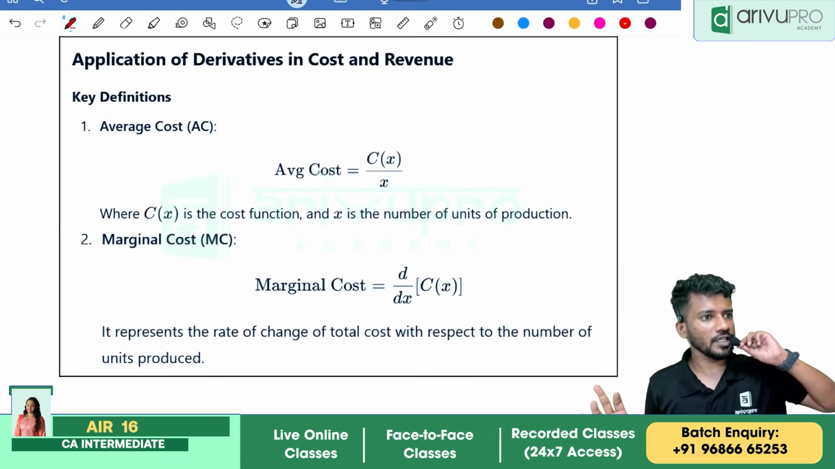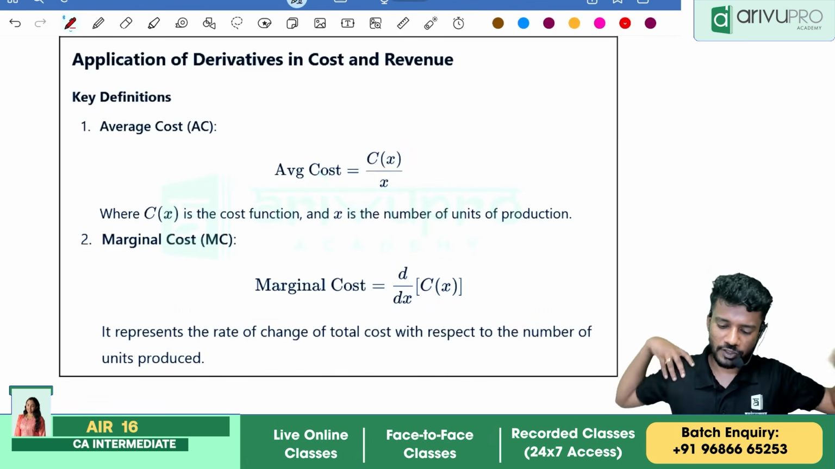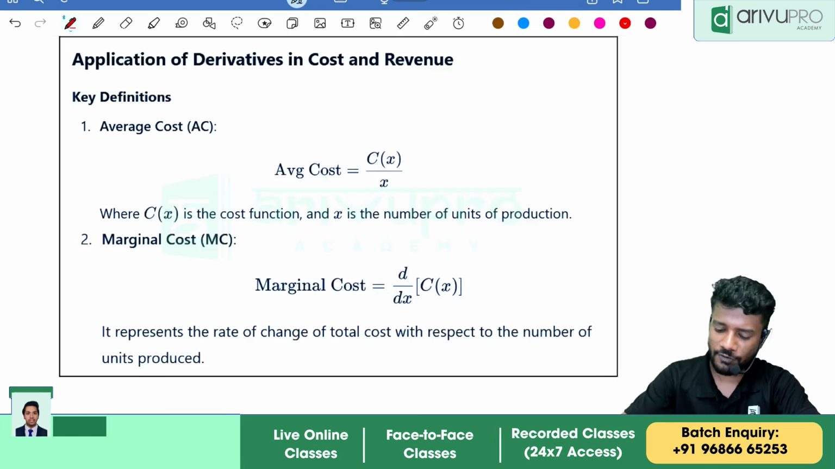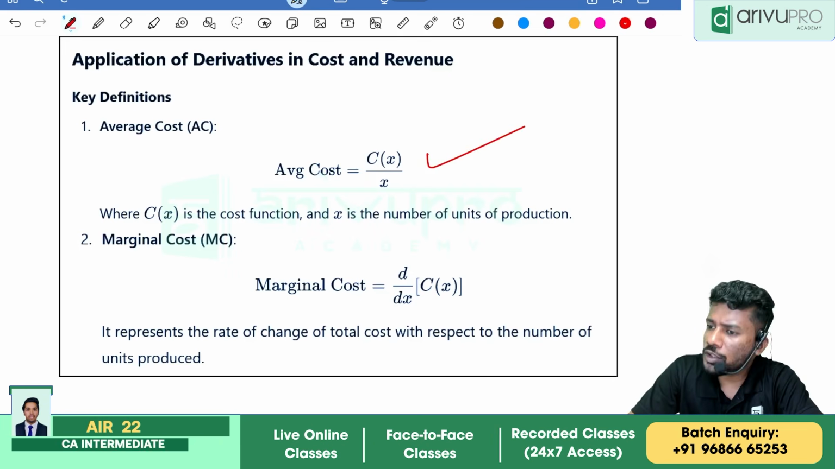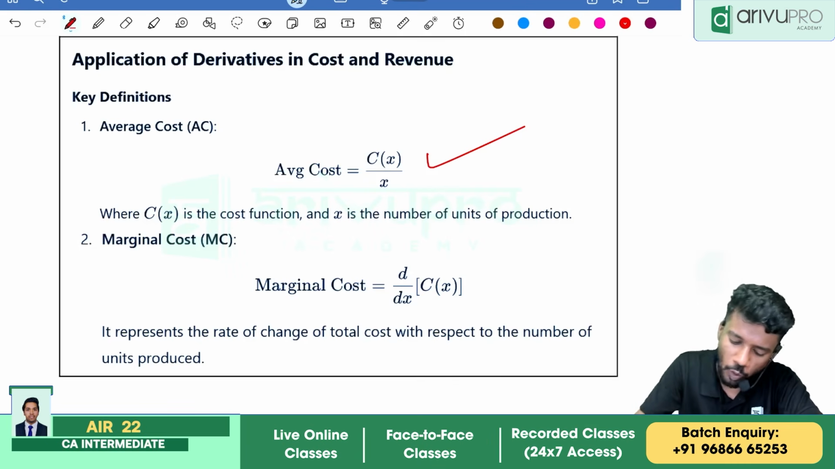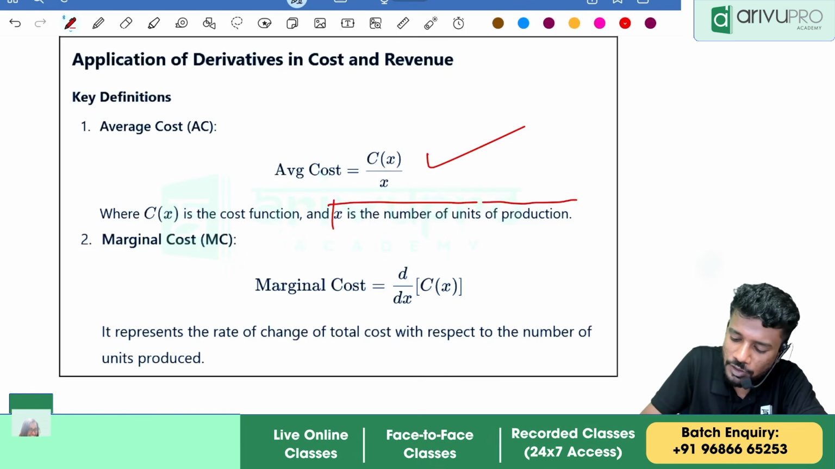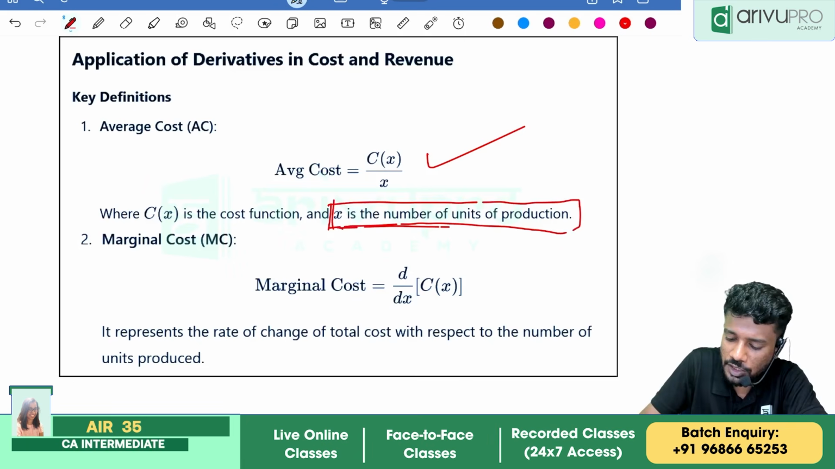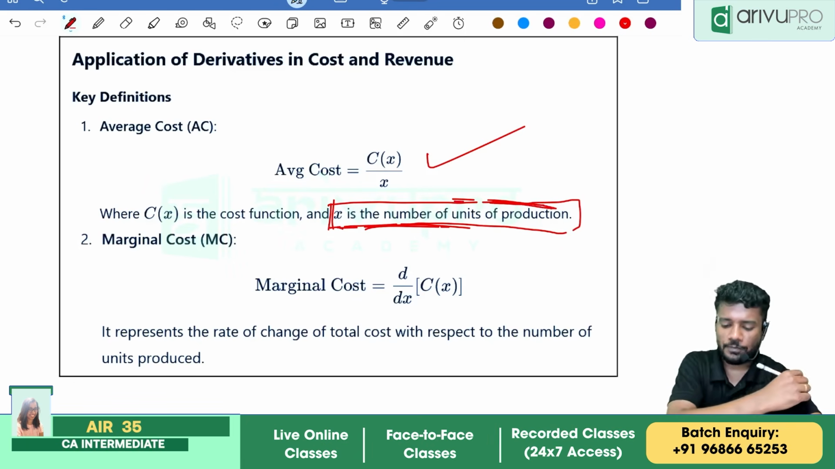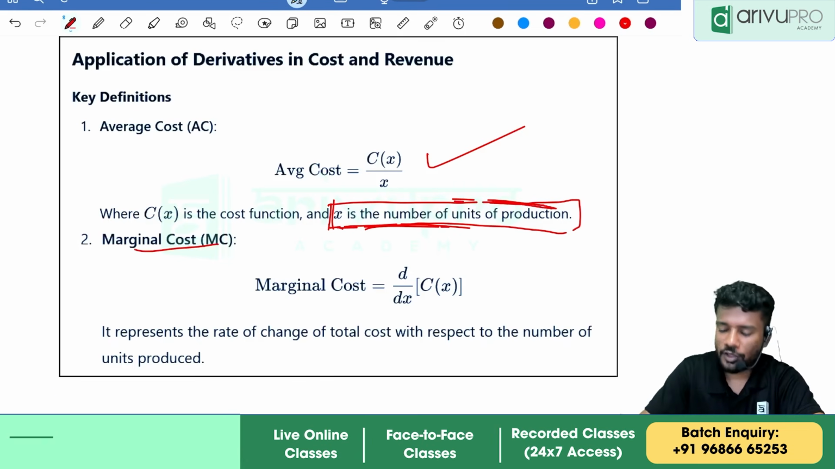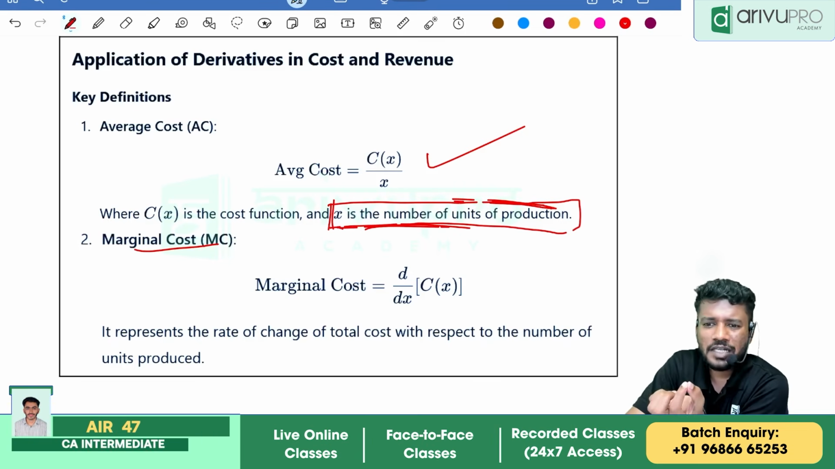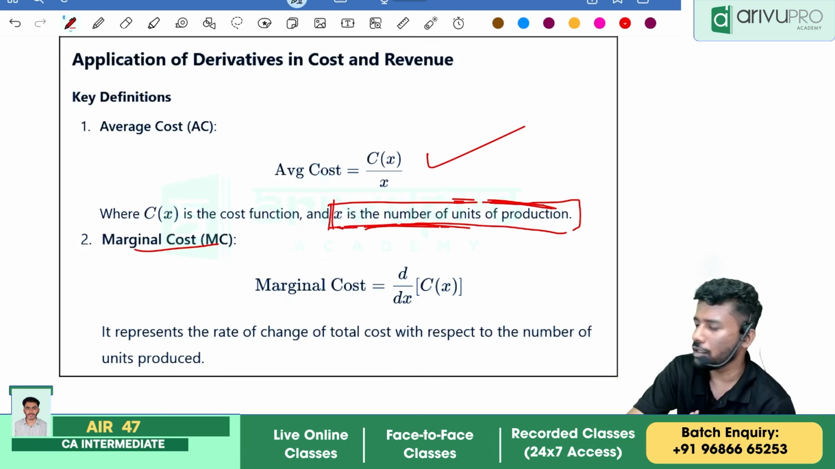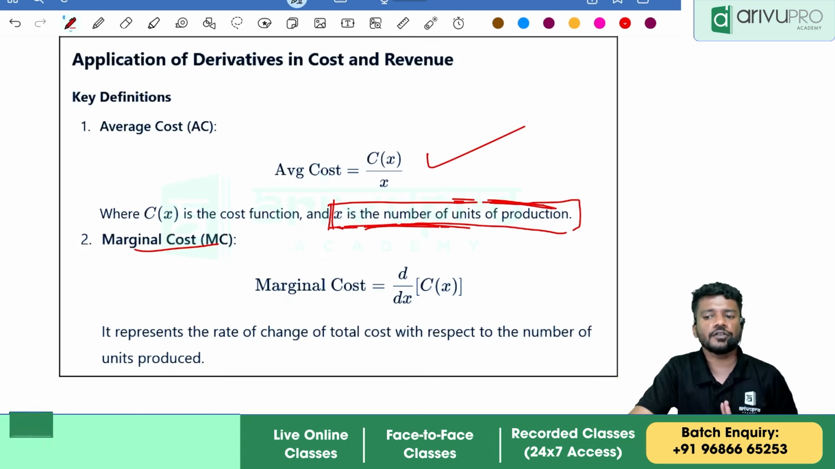Now the last one: application of derivative in cost and revenue function. Keep a note, everything is important. Average cost is what? Cost function divided by x. What is this x? X is the number of units of production. Then what is marginal cost? Marginal means some extra. Marginal cost should be the derivative of the cost function.